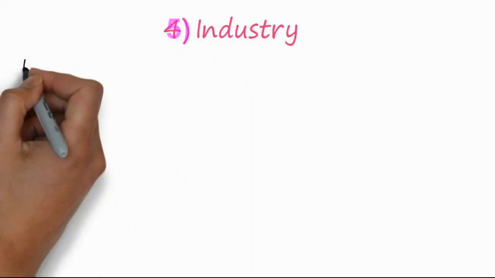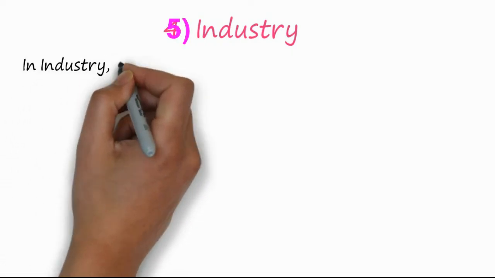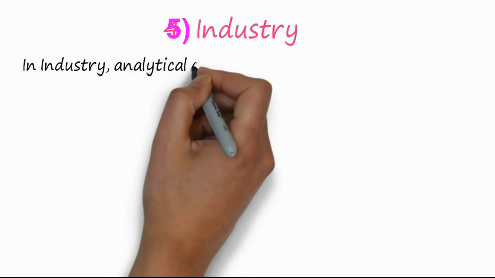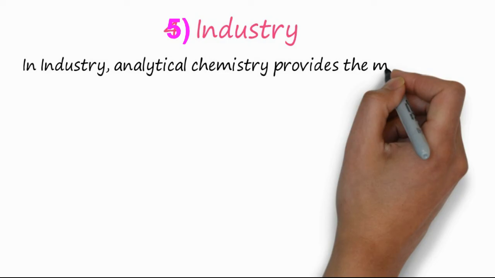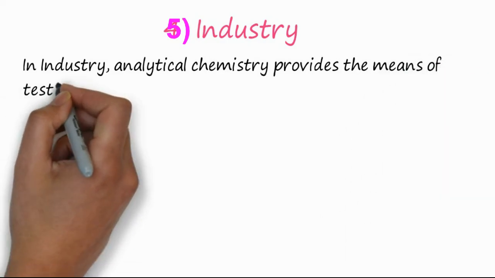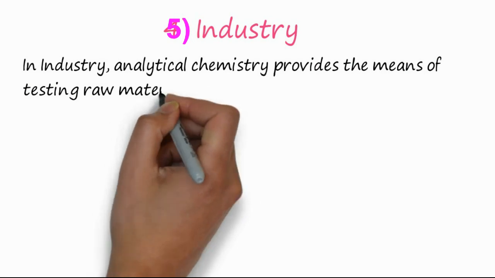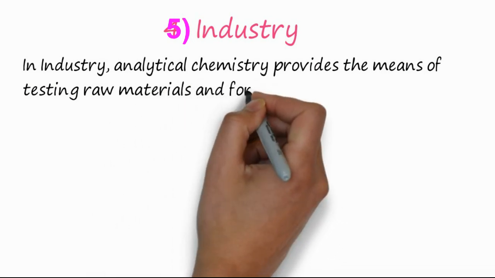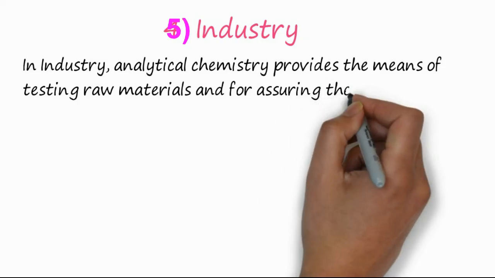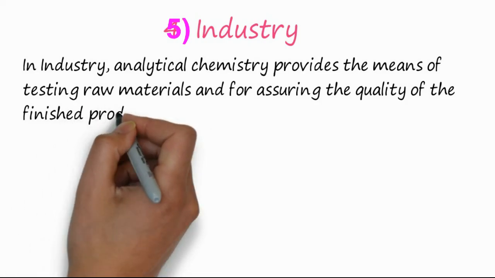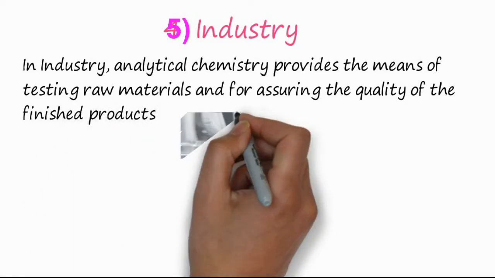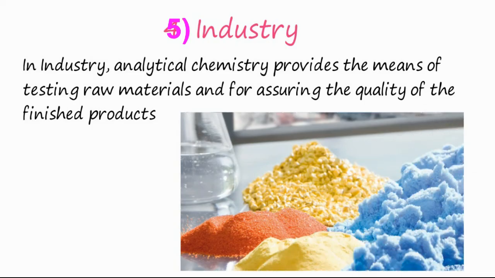The next application is in industry. In industry, analytical chemistry provides the means of testing raw materials and for assuring the quality of the finished product that we obtain in the industry. So analytical chemistry is usually used in nearly all industries.